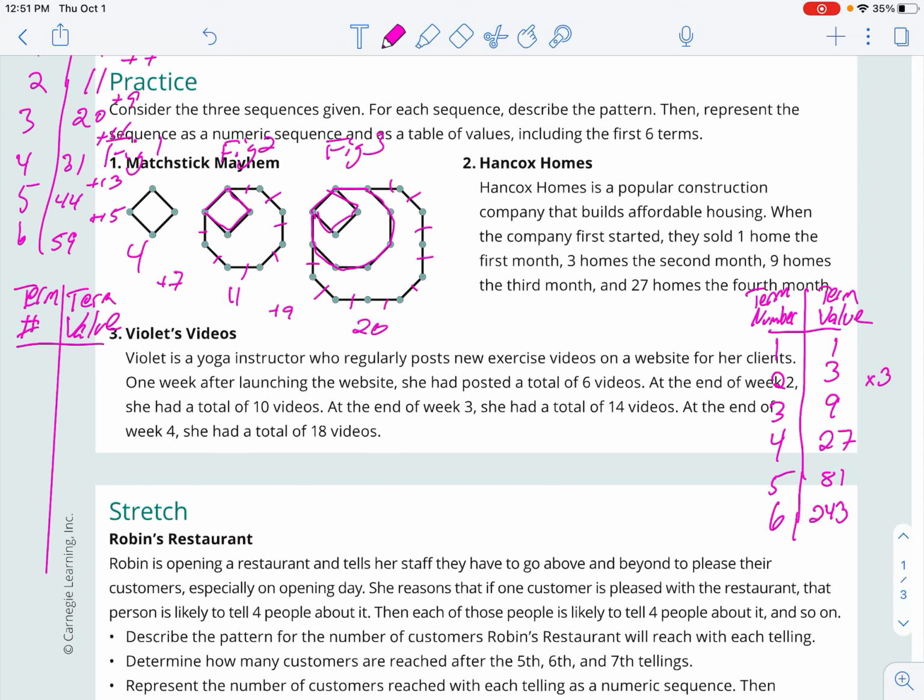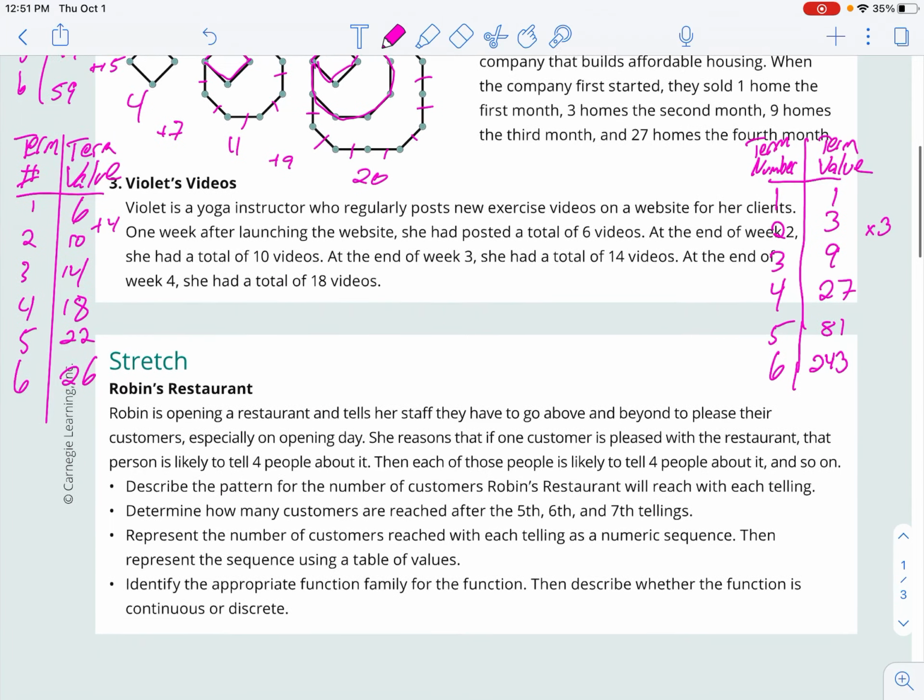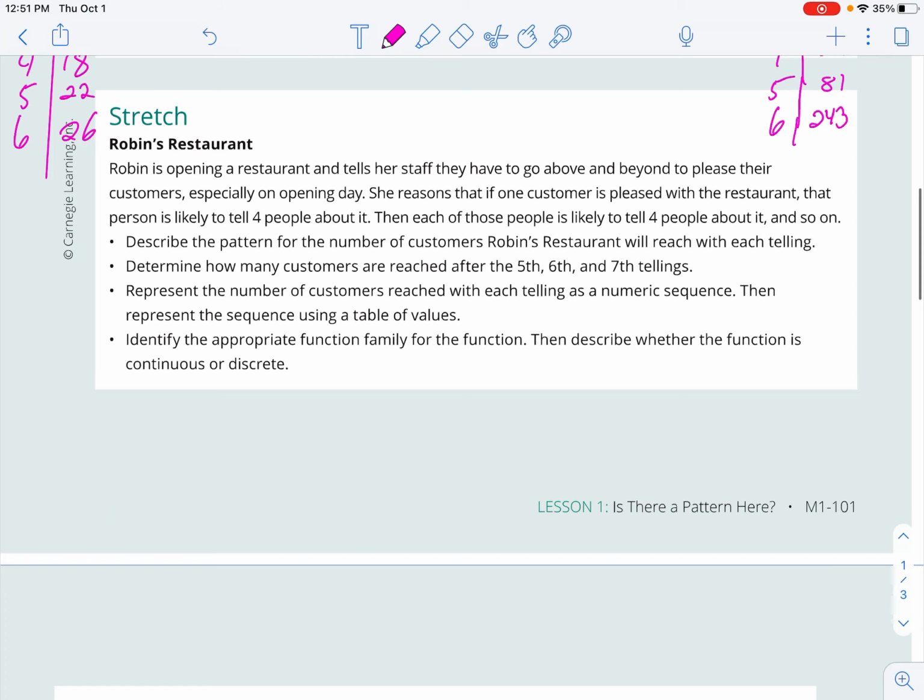All right, so from here in our sequence, she posted 6 by week 1, okay? And then by week 2, she had 10. By week 3, she had 14. By week 4, she was at 18. So that's what we were given in the problem, and then trying to figure out what's happening there for the pattern. As I look at 6, 10, 14, 18, well, we're increasing by plus 4. So plus 4, what is that? 22, and then 26.